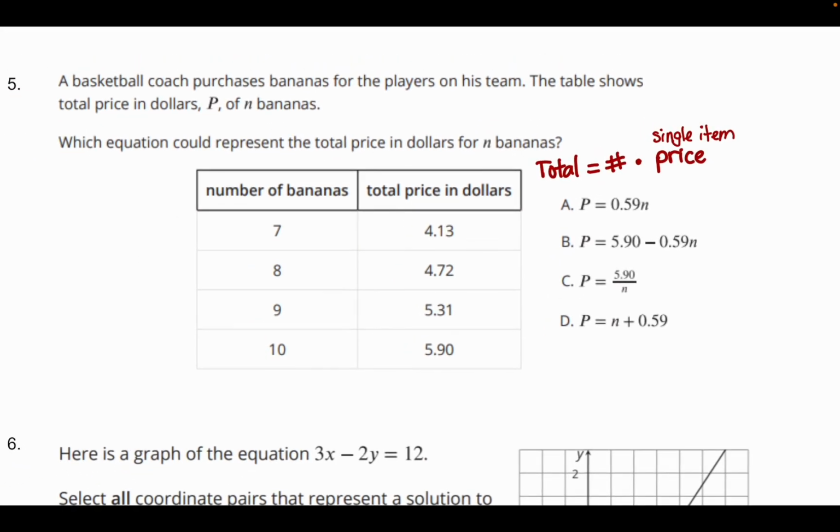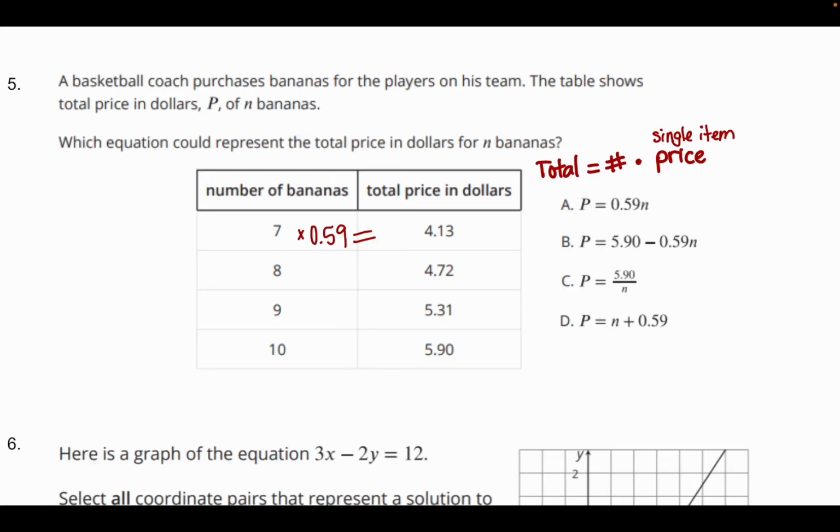So if we take that, let me grab my calculator here. If we take that 7 and we multiply it by 0.59, I get that, yeah, it does work. So I am going to test it for each of these to make sure that it works.